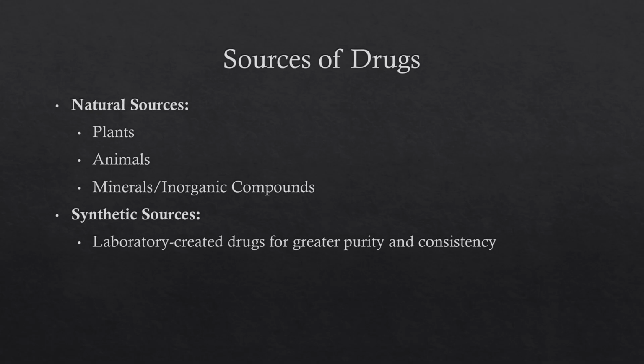Then we have animals. An example of this would be insulin. Insulin can be derived from pigs. And then minerals or inorganic compounds. A big one you guys will see in practice in everyday life is iron. So iron supplements, for people that have low iron. And then there's also synthetic sources. These are laboratory created drugs for greater purity and consistency. A synthetic source drug example would be aspirin.